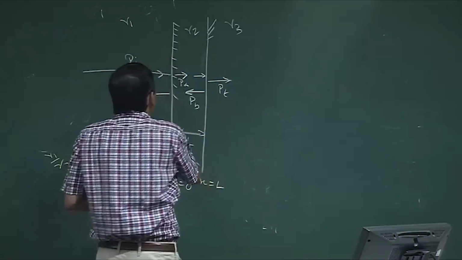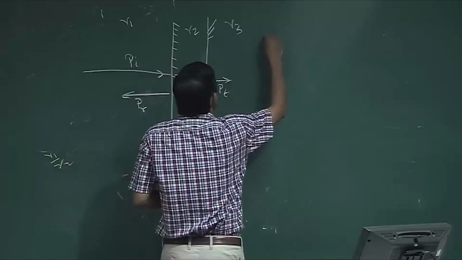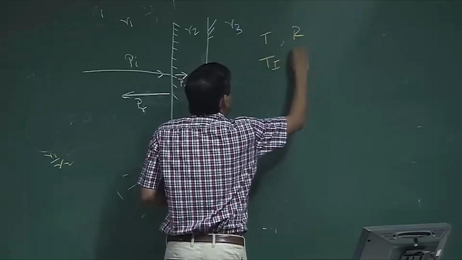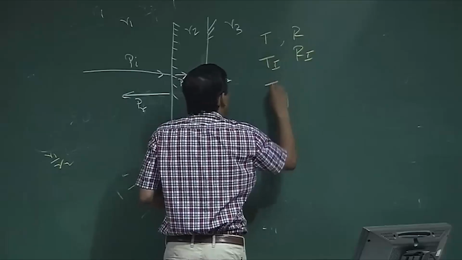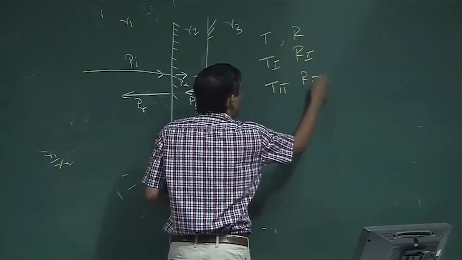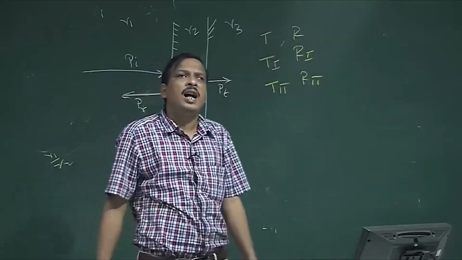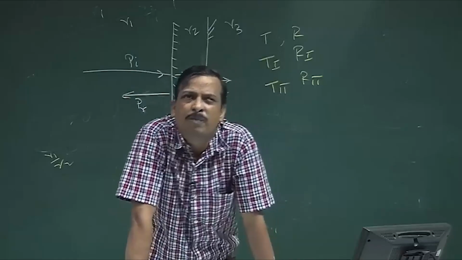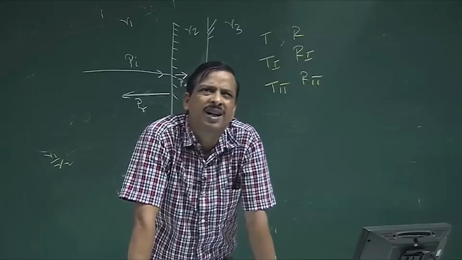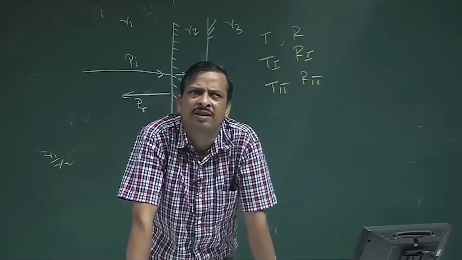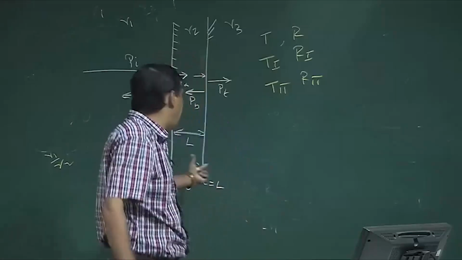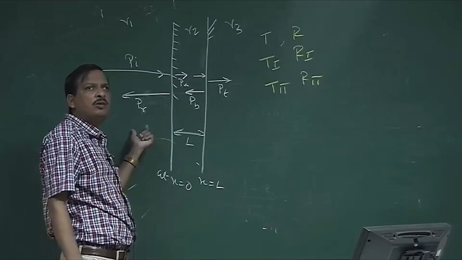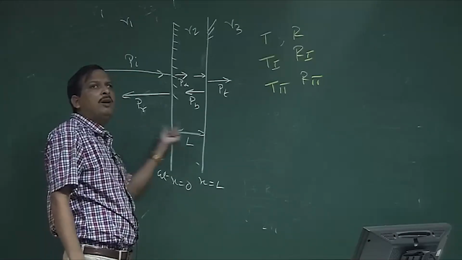So, I have to find out T and R, then the transmitted intensity coefficient and reflected intensity coefficient, and then I can find the transmitted power coefficient and reflected power coefficient. I can also find out the effect of L. If L increases, the transmitted power will be reduced. If L decreases, the transmitted power will increase. I want to find out what effect this L has on the sound transmission. That is called the 3 boundary transmission.